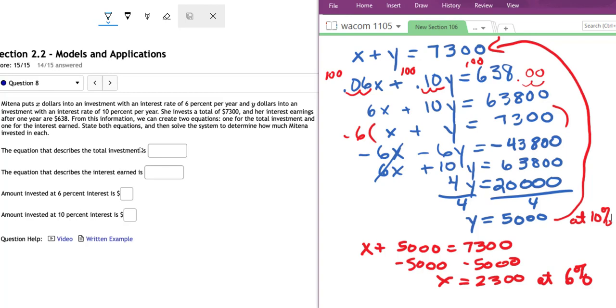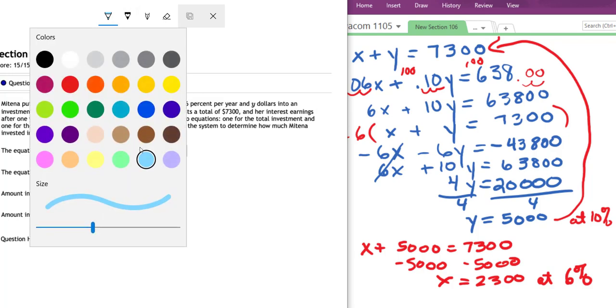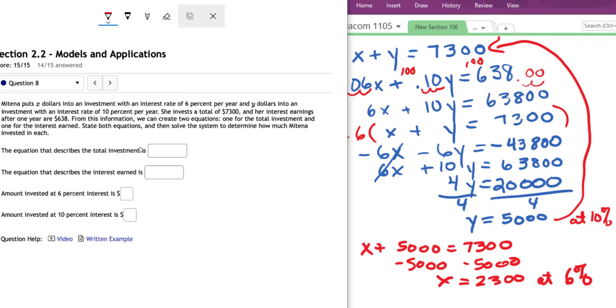I don't think it will let me write on this page. I can try, but I don't think it will. Maybe it will. We'll see. Yeah, I need a skinnier pencil, huh? Maybe that'll be better.